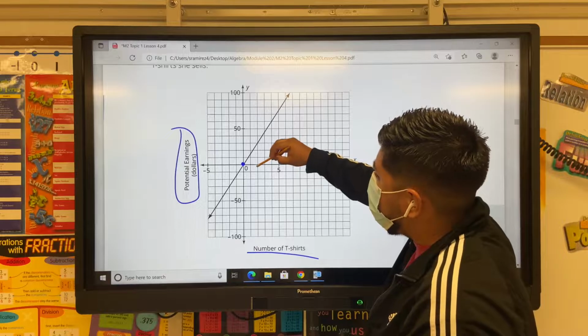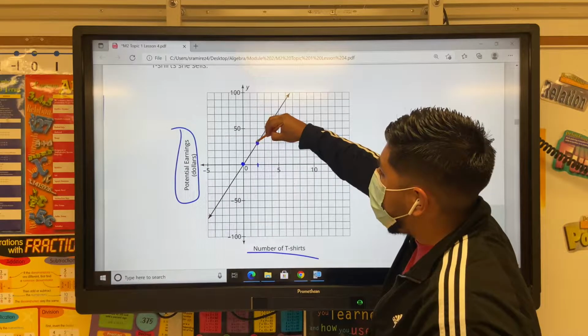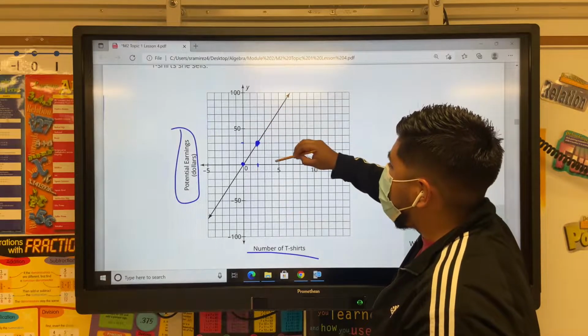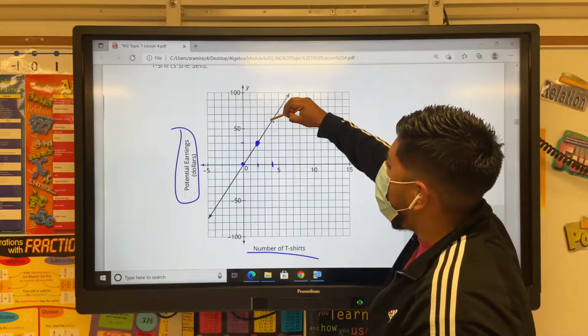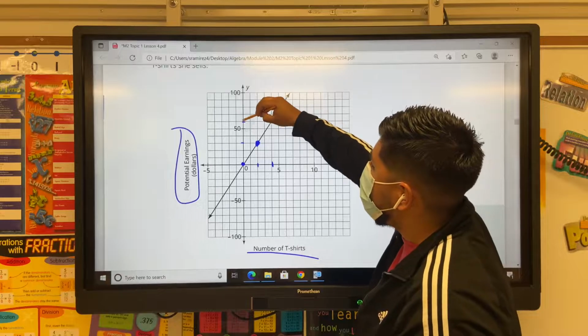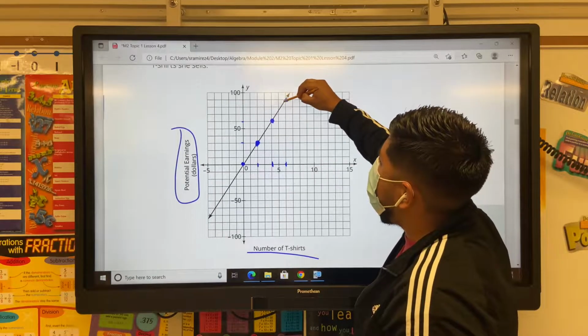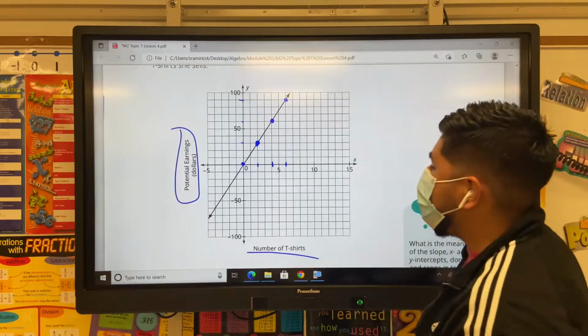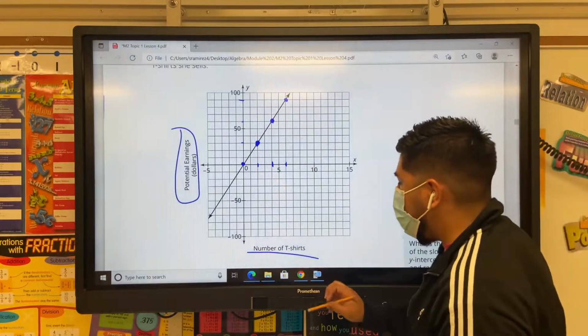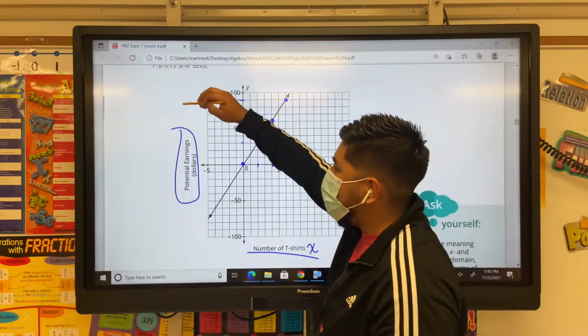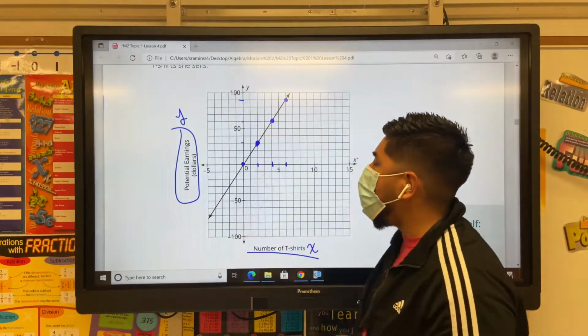If I sell 2 shirts, I make $30. If I sell 4 shirts, I make 60. And if I sell 6 shirts, I make 90. Definitely write it out. Don't forget that the number of shirts is our X value. Potential earnings is our Y value.